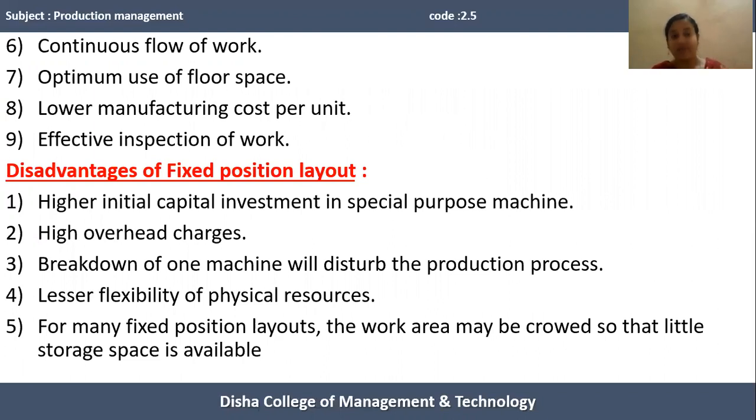So what are the advantages? What are the disadvantages of fixed position layout? I will discuss clearly in my next video. So this is all about the concept of fixed position layout. The advantages and disadvantages of fixed position layout I will discuss in detail in my next class or my next video.